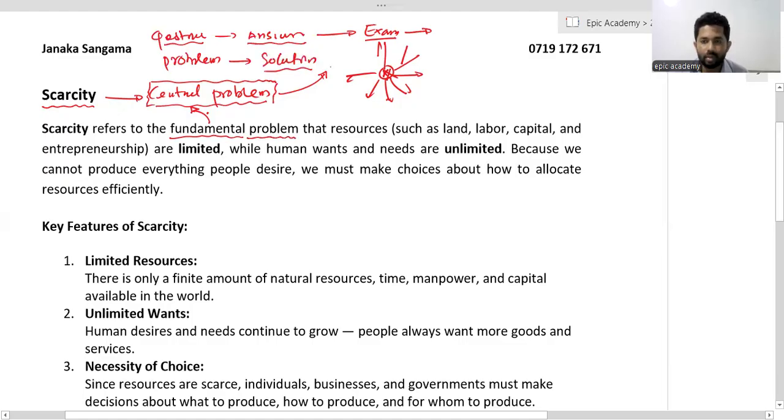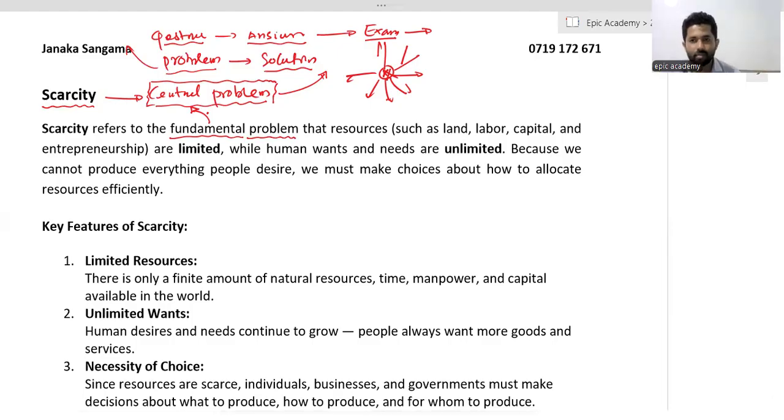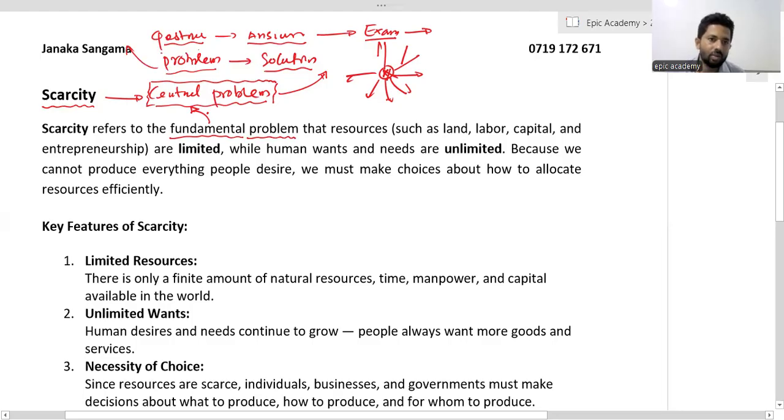But sometimes, if you try to create a solution for the problem, the size of the problem can increase, isn't it? You try to make a solution for that problem, then another problem arises because of that solution. So that is why we cannot easily solve those problems. No one can create a solution for scarcity. Still we are facing that. That is why scarcity is the fundamental problem.